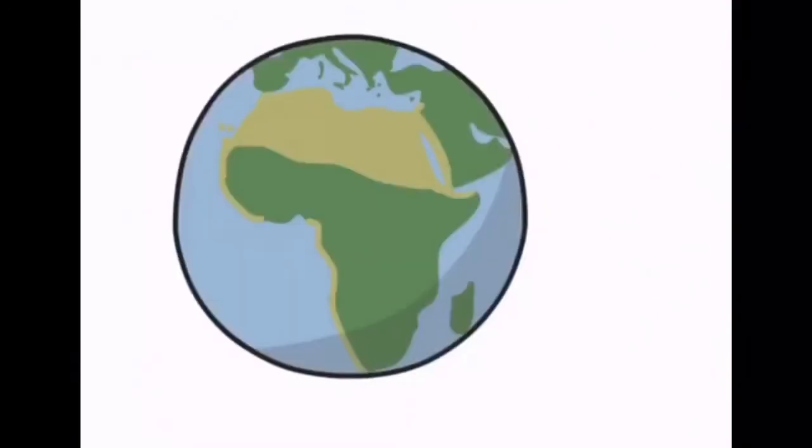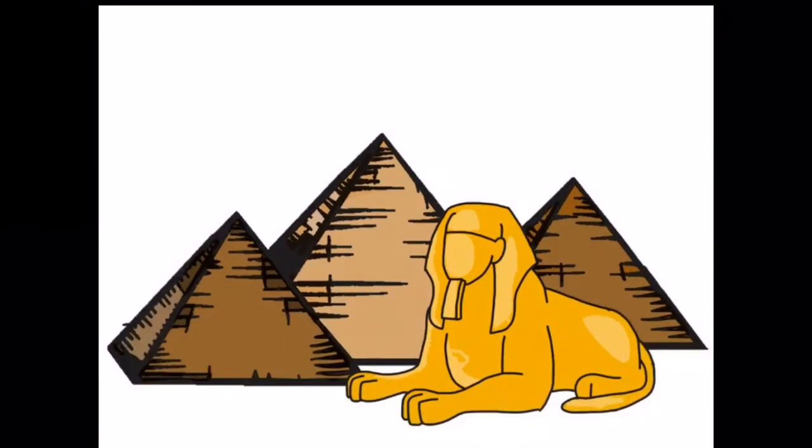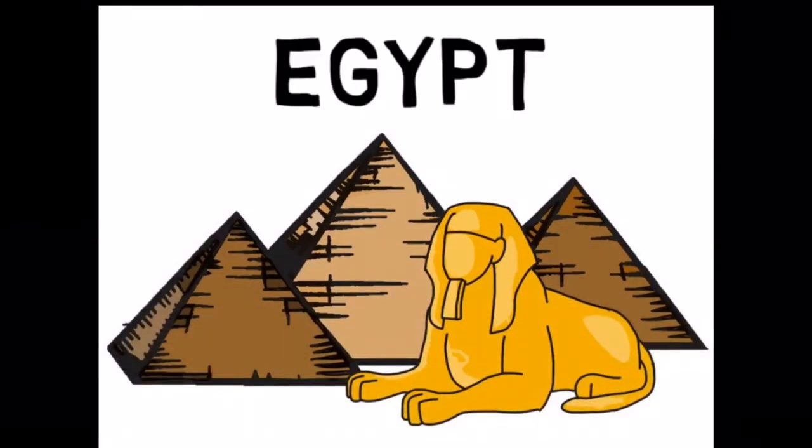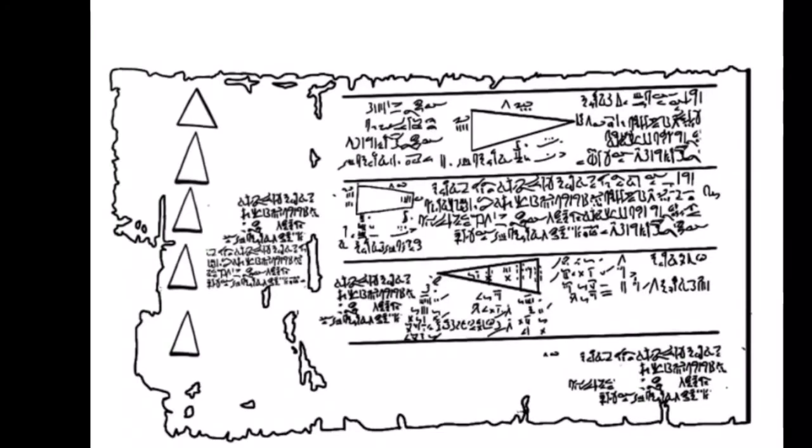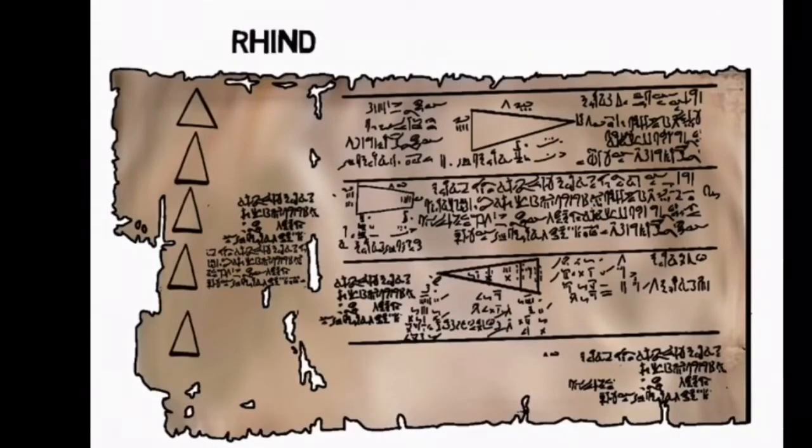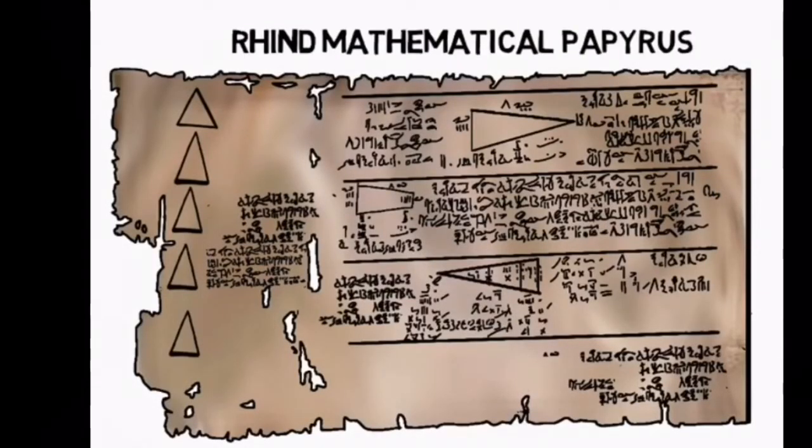Now we are going to talk about the Egyptian input to trigonometry. In this place, the Rhind mathematical papyrus was found. It was created in 1680 BC, and it contains 87 problems, from which problems 56 to 60 contain basic trigonometry problems.